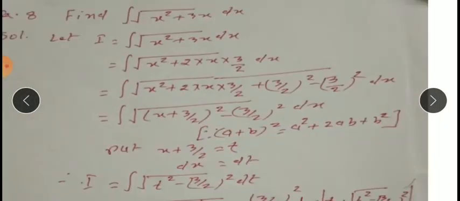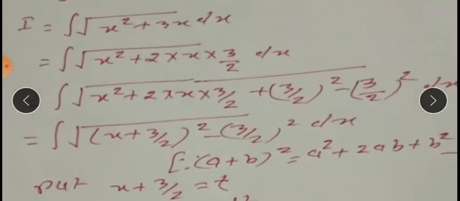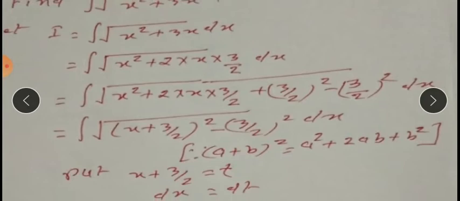Now refer to question number 8. Find the integral of root of x square plus 3x. Let I be equal to the integral of root of x square plus 3x. Again we have to change this into an integrable form. To change it, see, root x square plus, this term is written as 2ab. Plus 2ab, plus 2. A means x, B means 3 by 2. 2 divided by 2 is 1. Again our term is 3x.